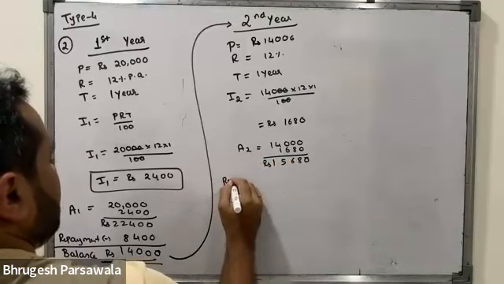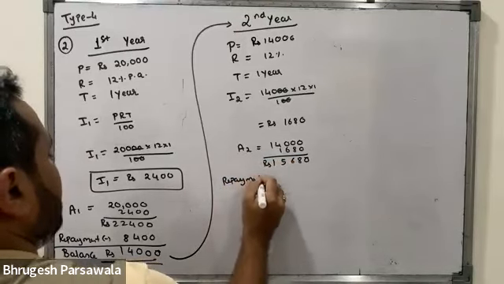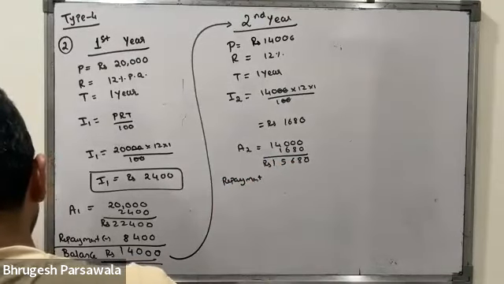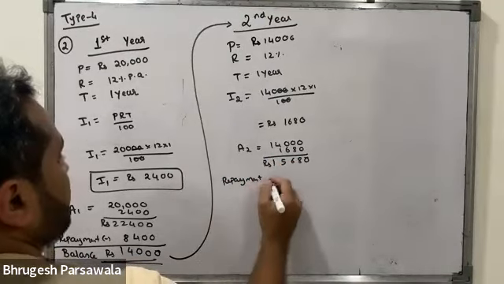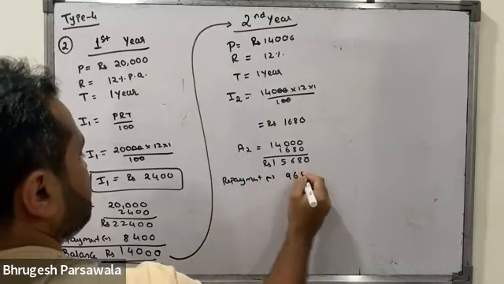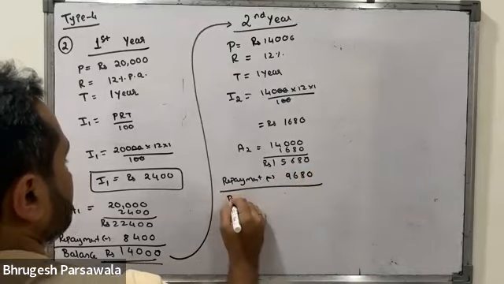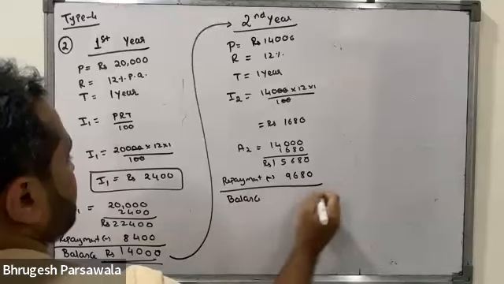How much am I repaying, beta? At the end of second year, how much am I repaying? 9,680 at the end of second year. Okay. 9,680 at the end of second year. So how much balance is left, beta?